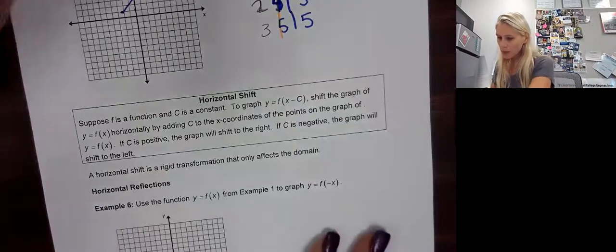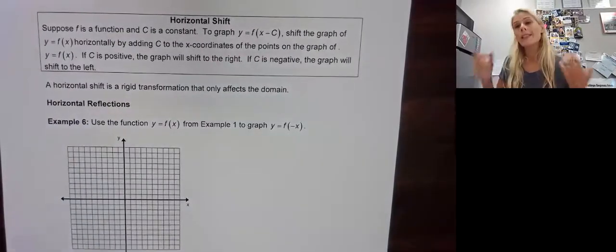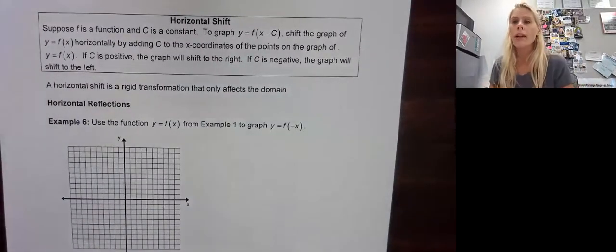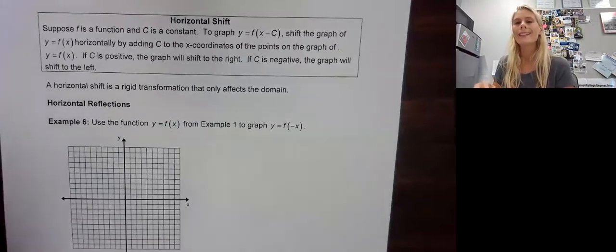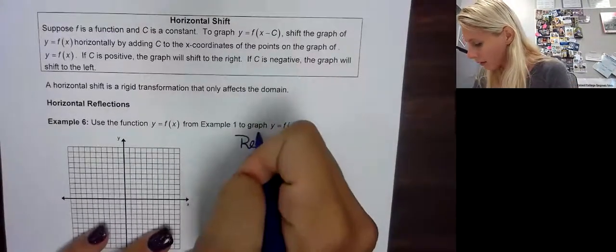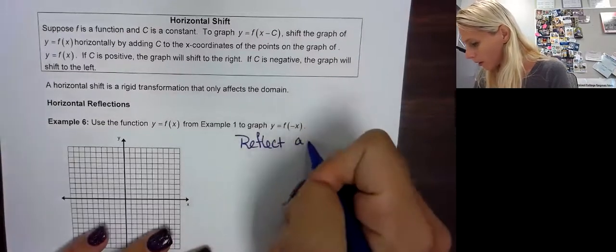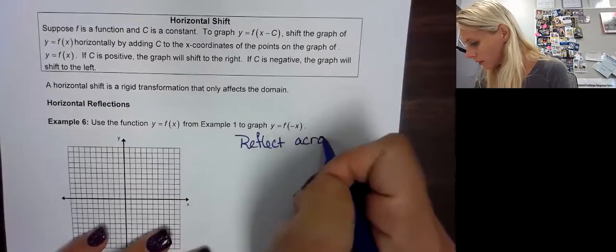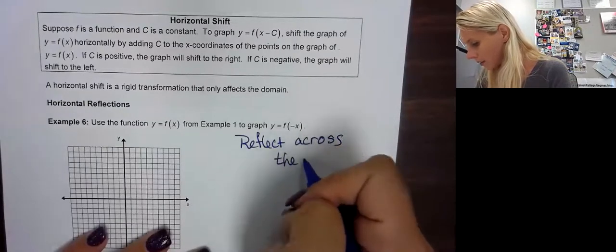All right, horizontal reflections. As you can see before, we did reflections, but we did vertical, and that negative was on the outside. Right now, our negative is on the inside. So what that tells us to do is reflect across the y-axis.